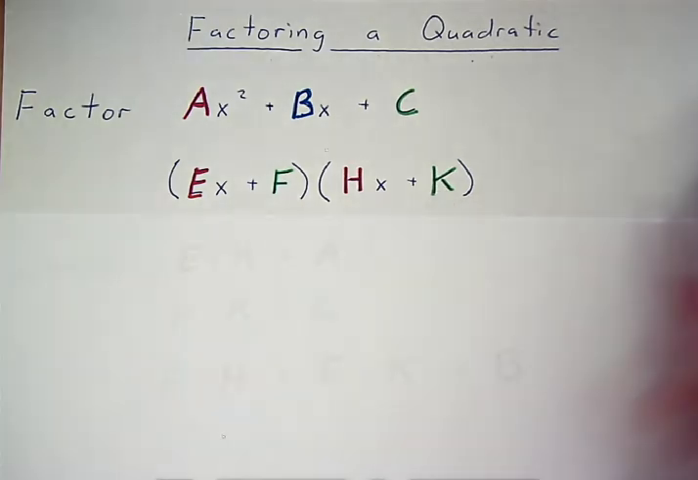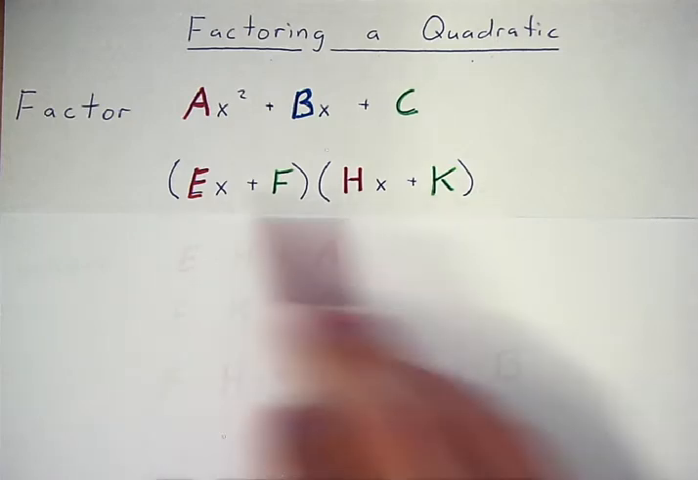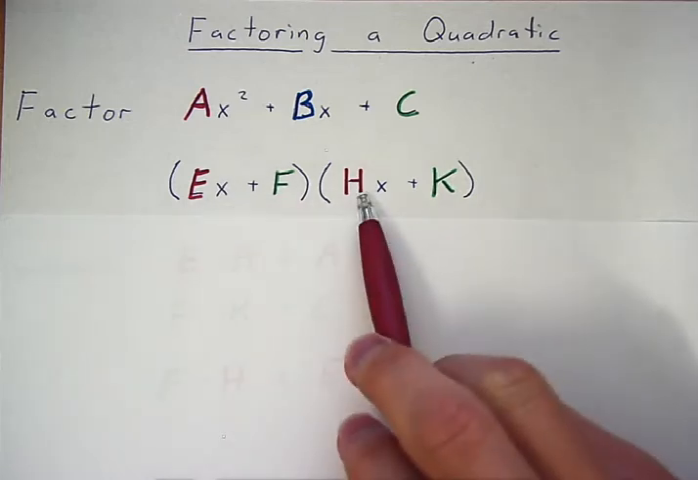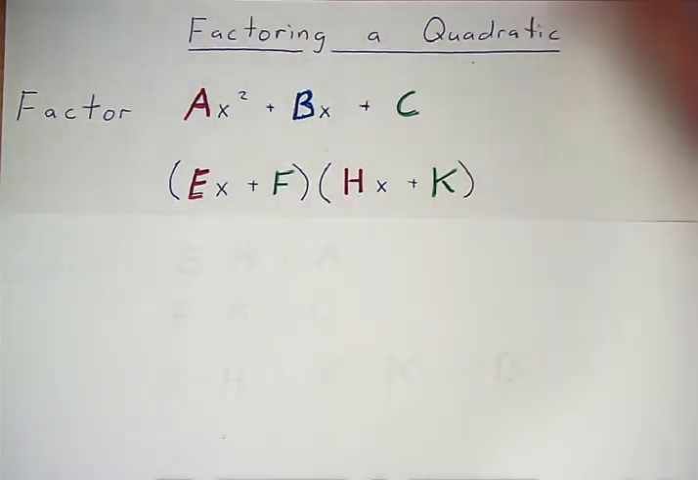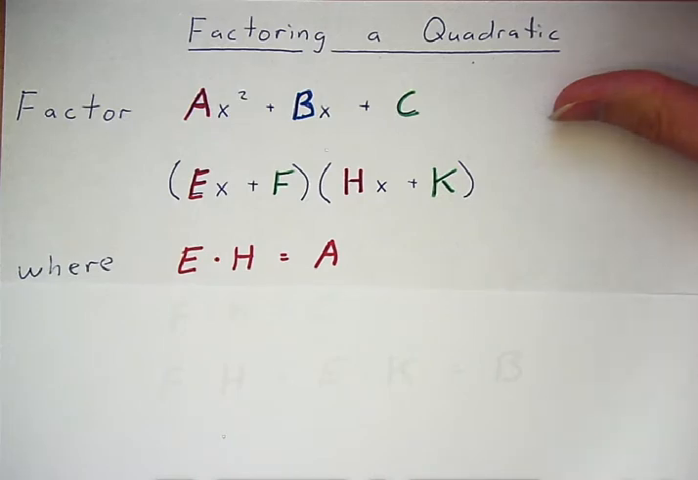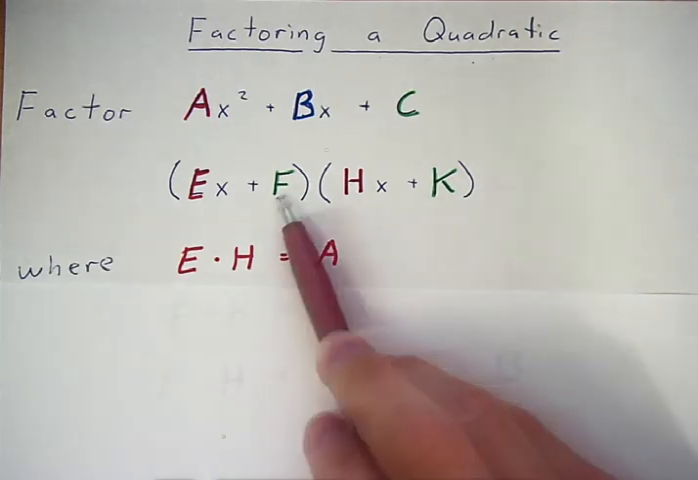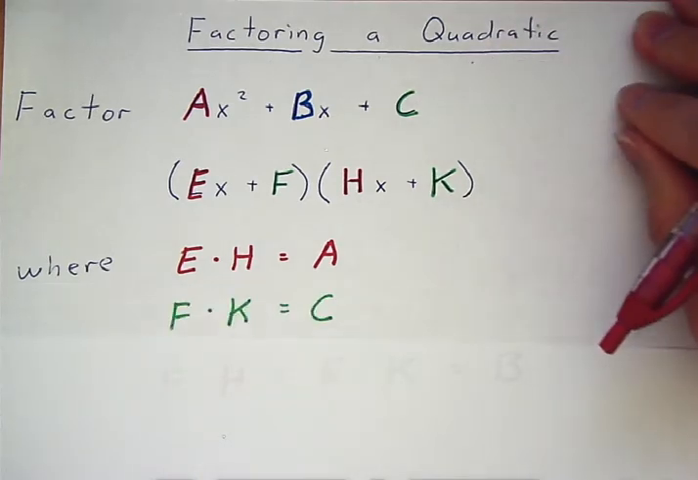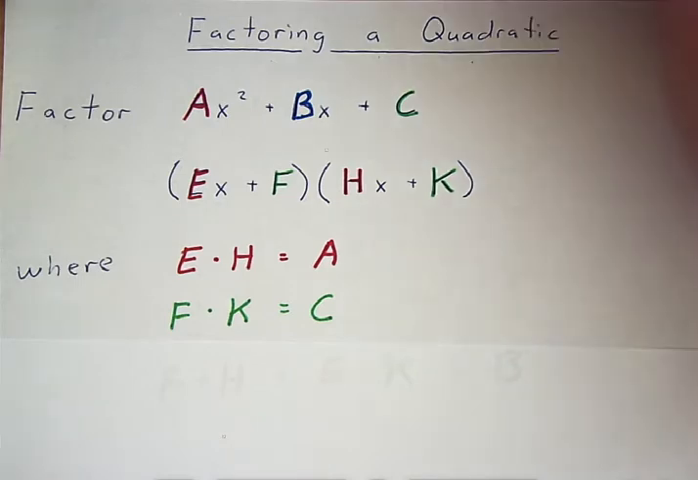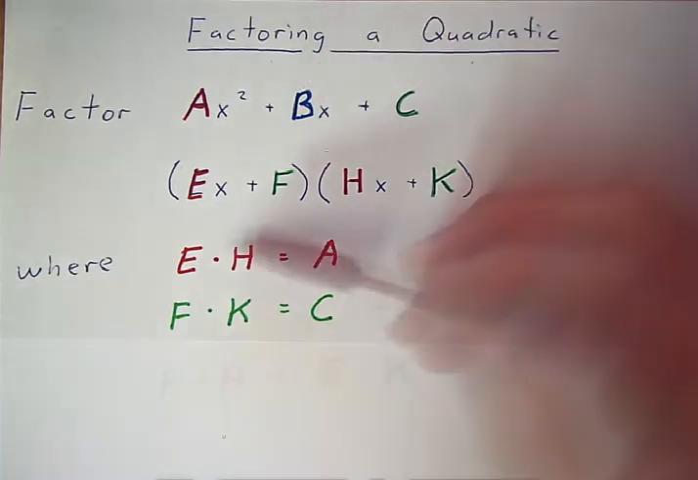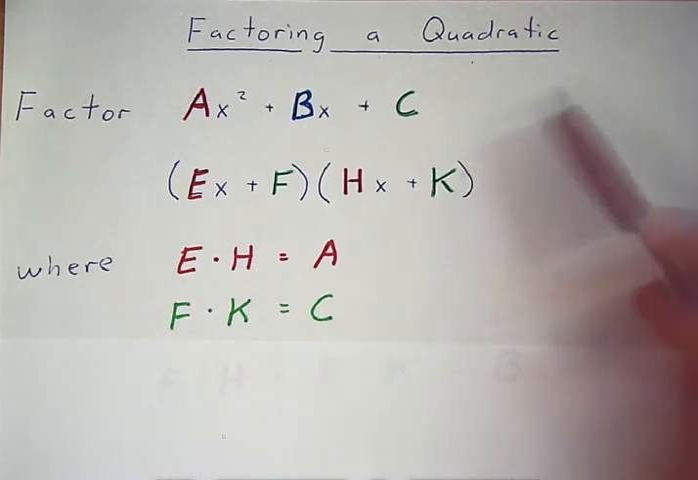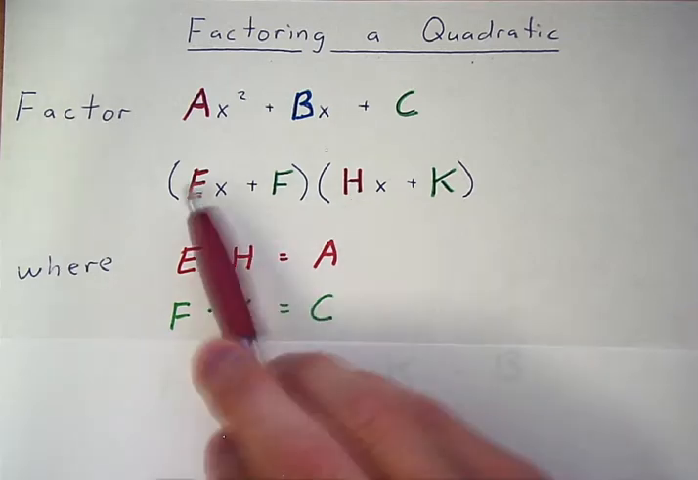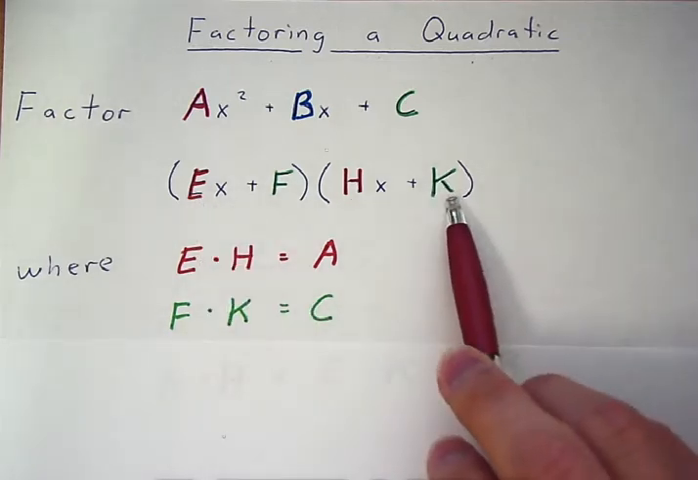In this particular case, if I were to multiply these two parentheses together, you'll notice that the E times the H will equal this A. And you'll also notice that this F multiplied by this K will equal this number C. This B is a little bit trickier. If you're multiplying this together, you'll notice that this F times this H plus this E times this K will equal this B.